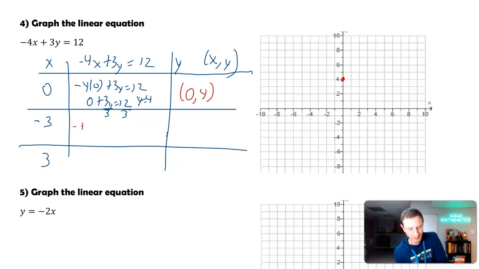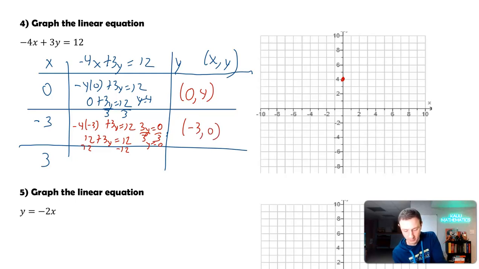Next one, we said negative 3. Let's try that. So negative 4 times negative 3 plus 3y equal to 12. That's going to be positive 12. Negative 4 times negative 3 is positive 12. Plus 3y equals 12. Subtract 12. Okay, 3y equals 0. 12 minus 12 is 0. Divide by 3. y is equal to 0. So the ordered pair here is (negative 3, 0). Interesting. (Negative 3, 0).